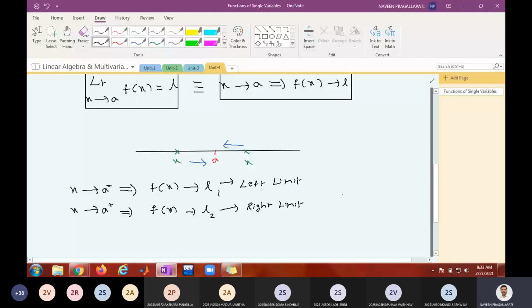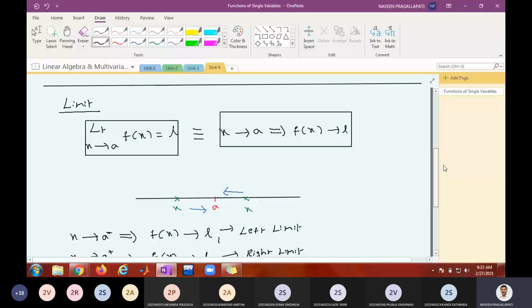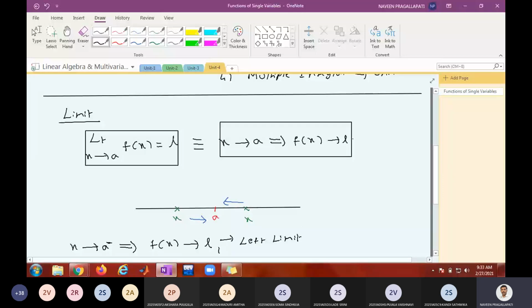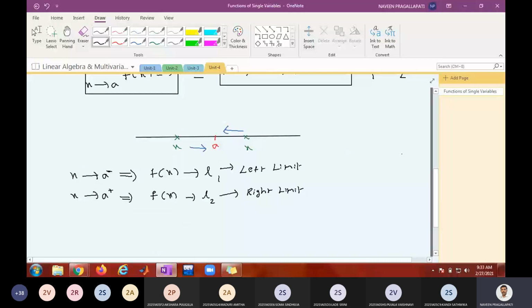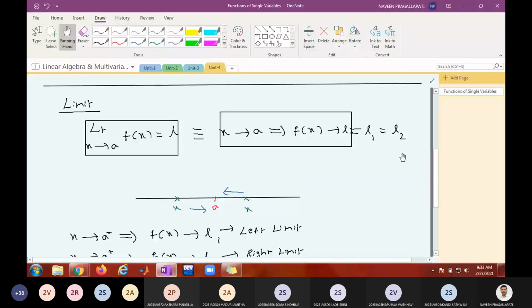Right? Then the limit will exist whenever L equals L1 equals L2. Am I right? So the left limit should exist, the right limit should exist, and both must be equal. Then only we say the limit is existing at the point a. So when is the limit not going to exist?